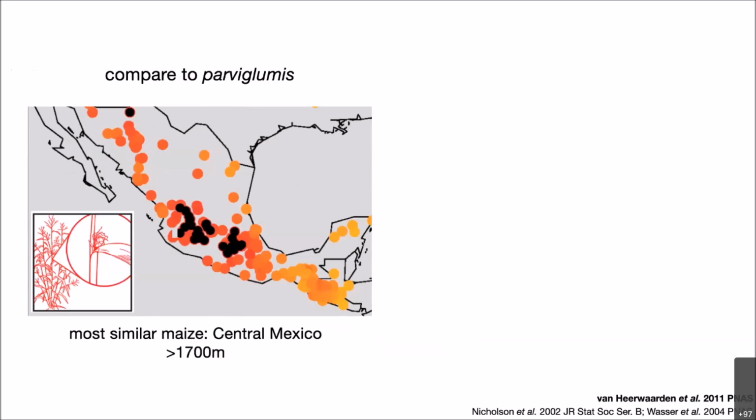Instead of comparing directly to Parviglumis, we said, what if we reconstruct what we think is the ancestral set of allele frequencies in maize? And to do so, we just used all maize individuals and effectively took the average allele frequency from maize. There's a little bit more involved in that, but essentially we're looking at the average allele frequency of maize and testing that as the ancestral maize.